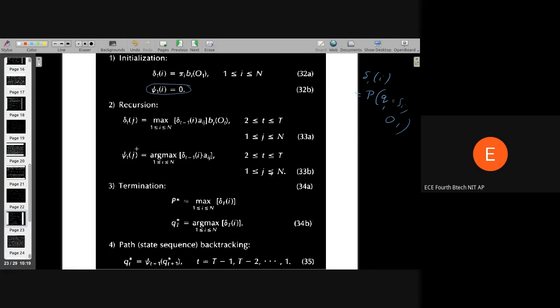Then the recursion, we already know, we have just figured it out. And if you look at this recursive formula, this is the part where we are maximizing over i. Basically, this becomes like a constant, and this part actually gives which state you are going to.